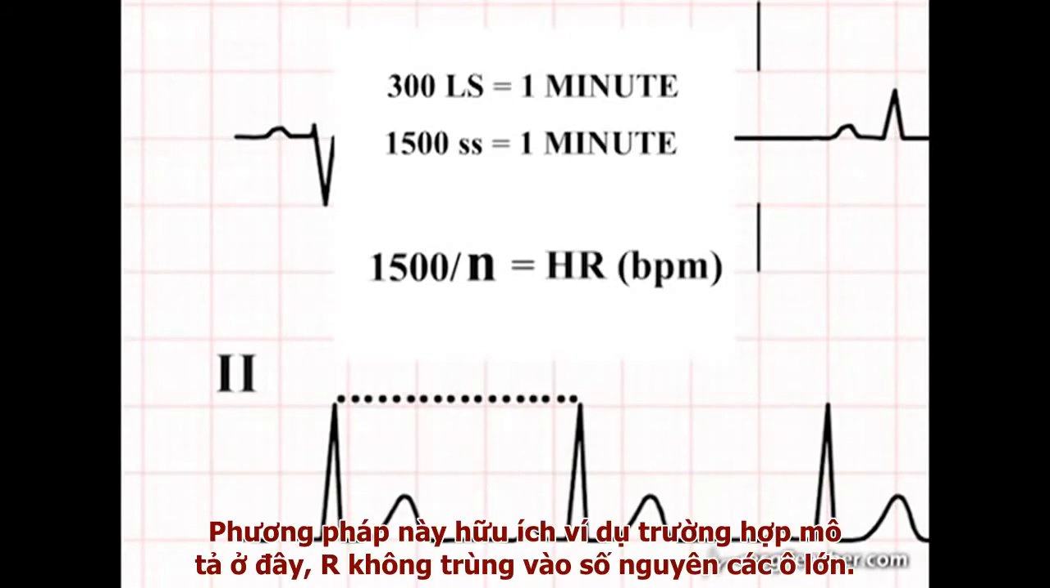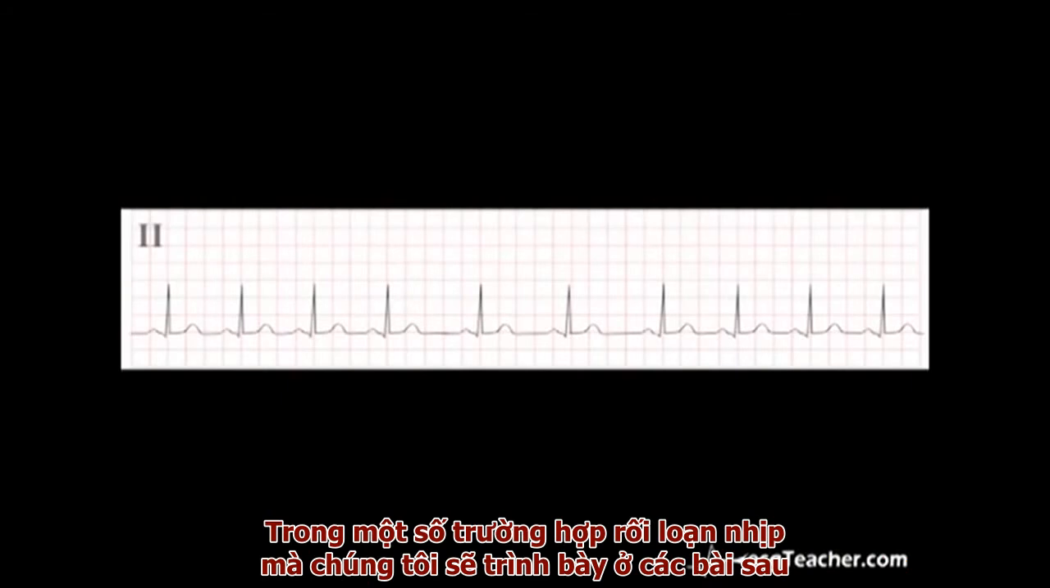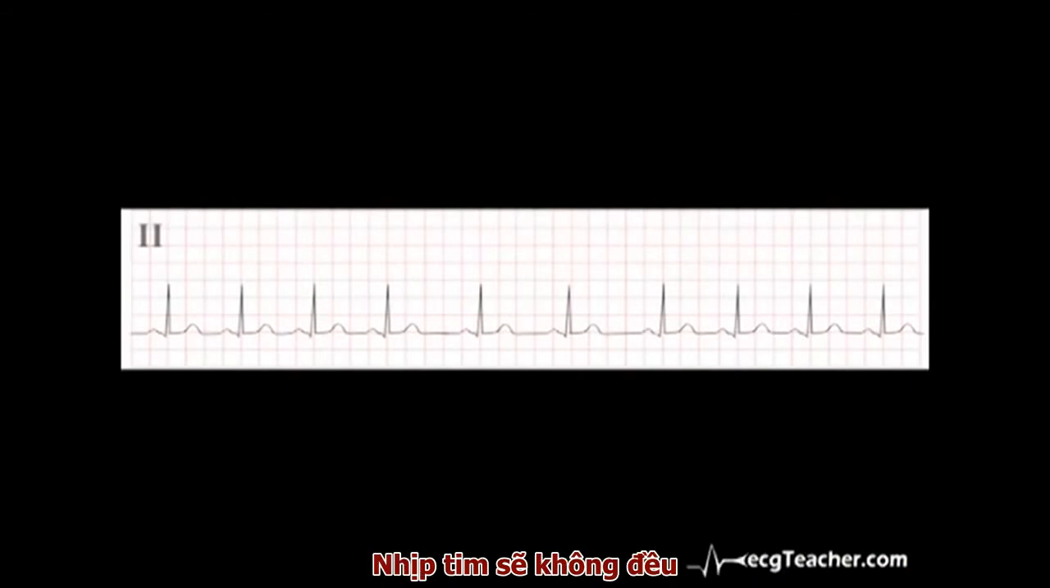This is useful when, as illustrated on this ECG, the R waves do not fall on a set number of large squares. In some cardiac arrhythmias, which we will discuss later, the heartbeat is not regular.